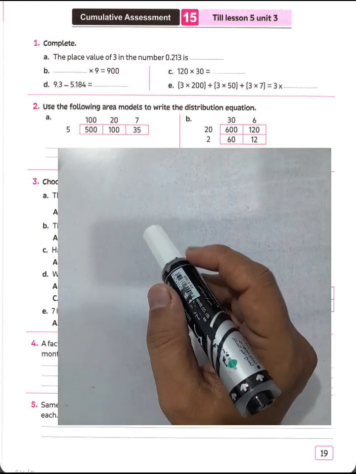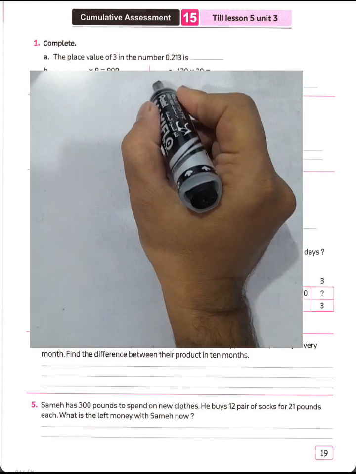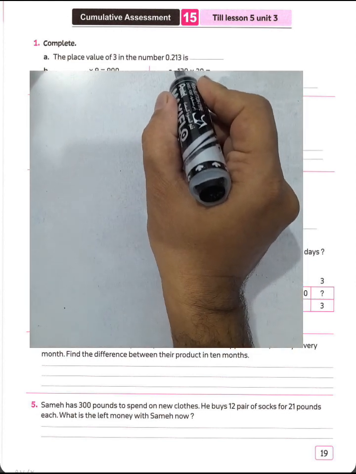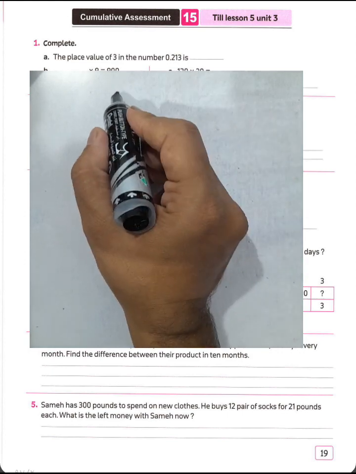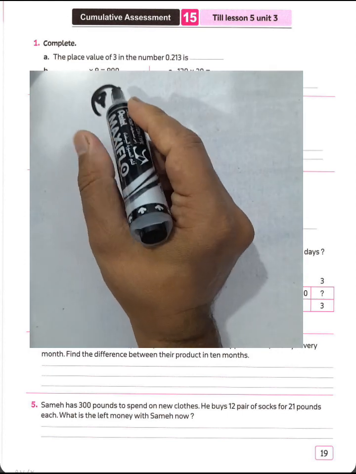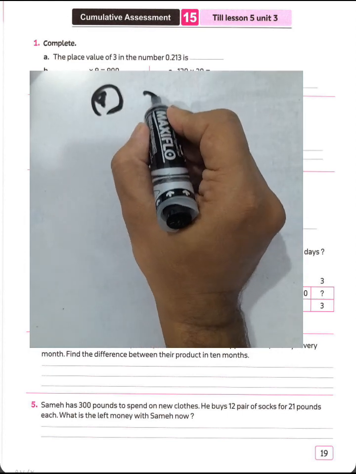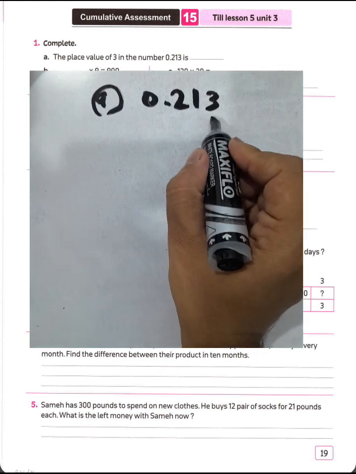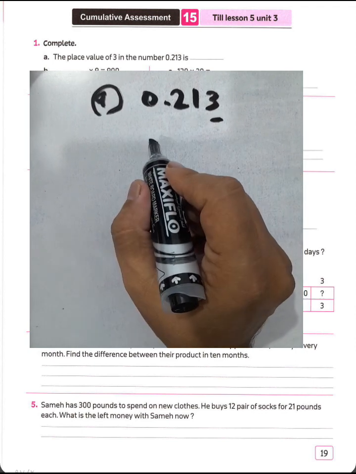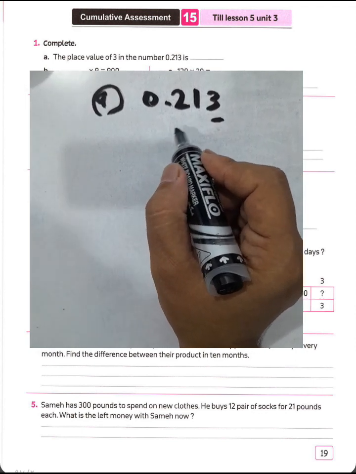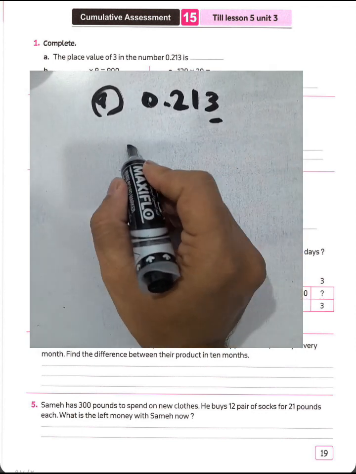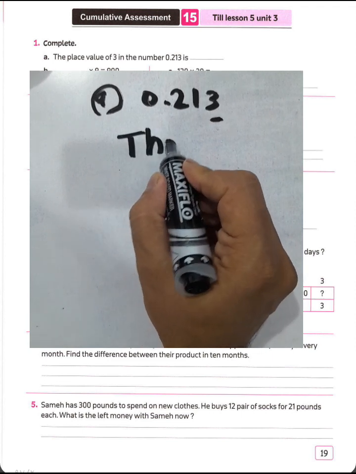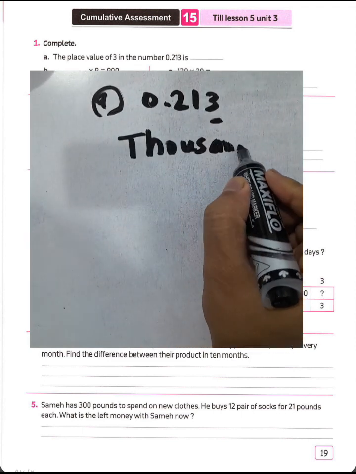Question number 1, letter A. The place value of 3 in the number 0.213. He asks about the place value of the digit 3 in the number 0.213. The 3 here lies in the thousandth place. Then the place value of this digit will be thousandth. Write this word, thousandth.